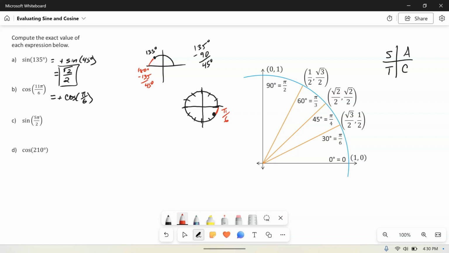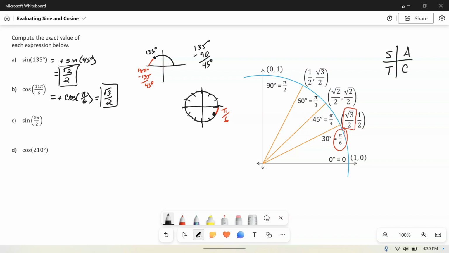Well, let's do that using the first quadrant of our unit circle. Pi over 6 is our 30-degree angle, and we know the coordinate is root 3 over 2 and a half. And for cosine, we want the x-coordinate. So the cosine of 11 pi over 6 is going to be equal to the square root of 3 over 2.